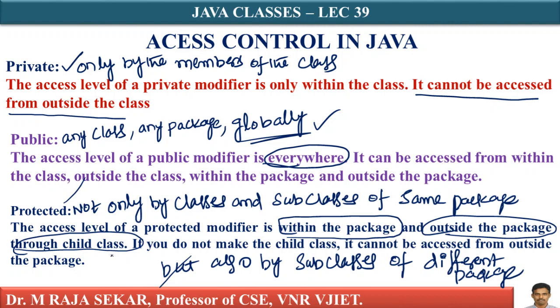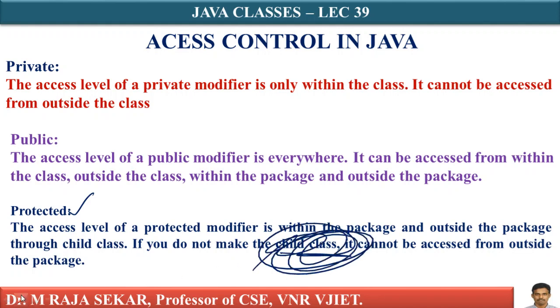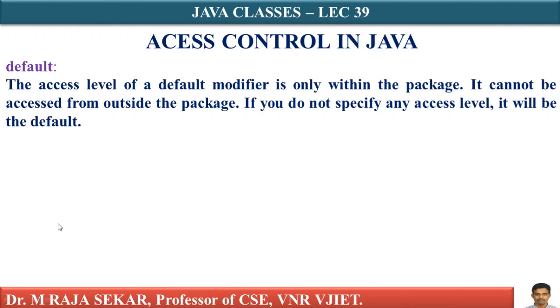If you do not make the child class, it cannot be accessed from outside the package. You can access protected data members through a child class. That's important. In inheritance, I already discussed what a child class is. A child class can access its parent class if it is protected. I will discuss packages so that you can understand these things without difficulty.